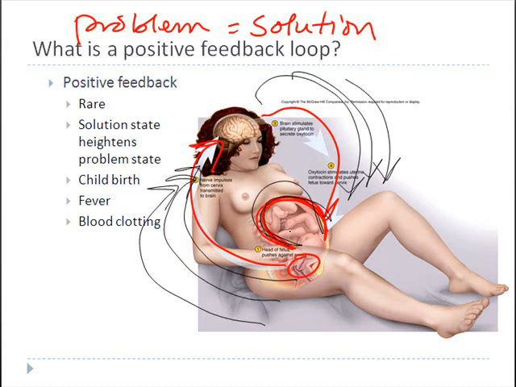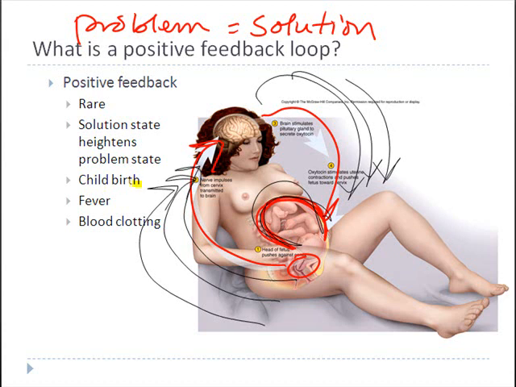So you can see this, the solution state heightens the problem state. It intensifies the problem state. So we get this very explosive feedback loop where the problem gets worse and worse and worse until the baby's head passes through the cervix, and that alleviates the pressure on the cervix and it stops the feedback loop. Again, very, very rare. We don't see these very often.